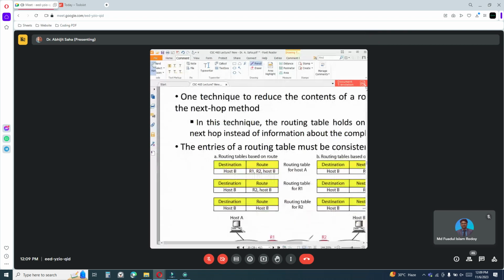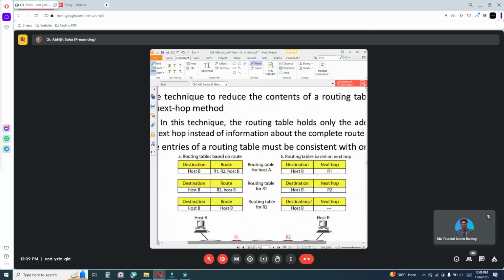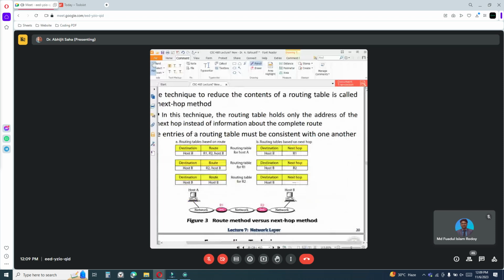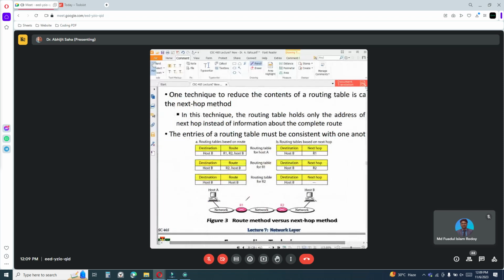So look, in routing, we have routing tables for each of the nodes. Here we have a host A in this network, and a host B in another network. In between, you have two routers as well, R1 and R2. In the routing method, these are the tables: routing table A, routing table B, routing table R1 and R2. Consider this is the source and this is the destination.